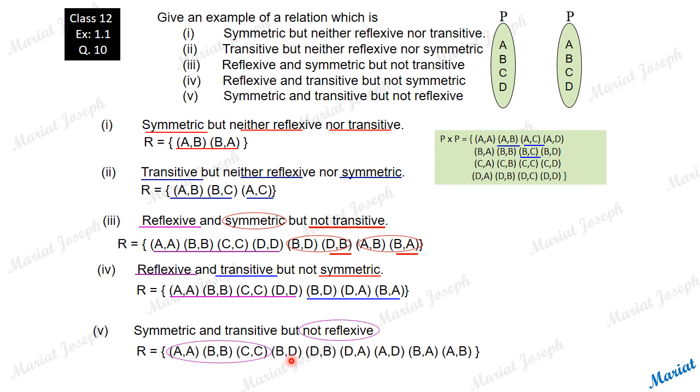Now is it symmetric? Yes. For symmetry I have kept BD and DB, reverse elements, AD and DA, reverse elements, BA and AB, reverse elements. So whenever there is a pair, its reverse element is also maintained to keep it symmetric. Now lastly, is it transitive?